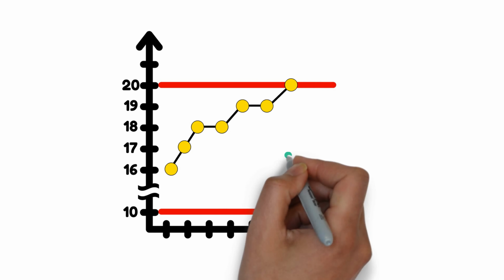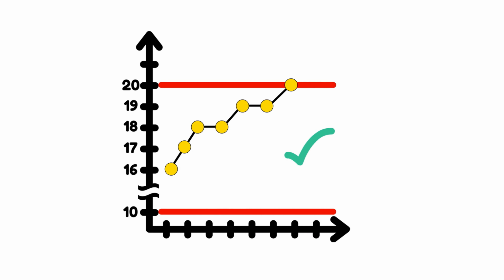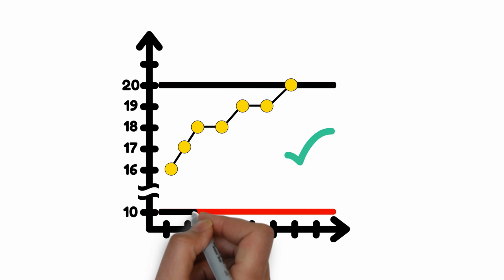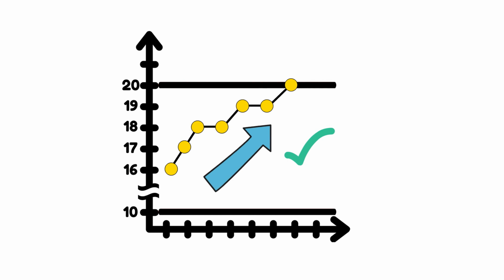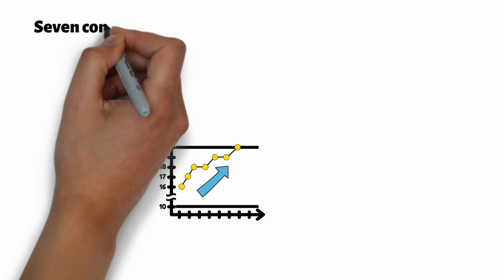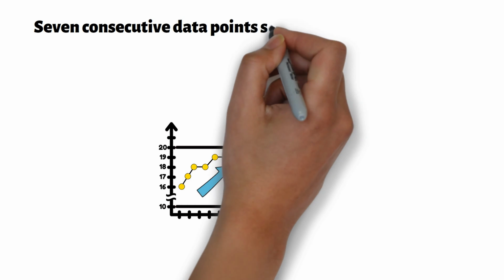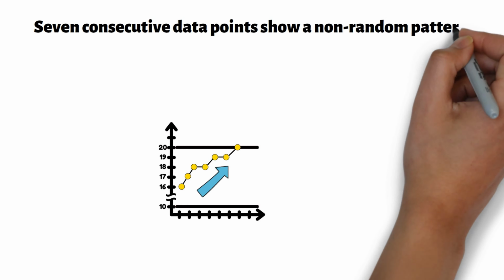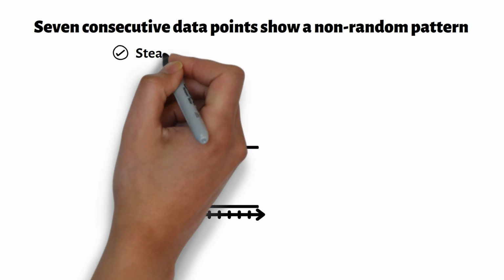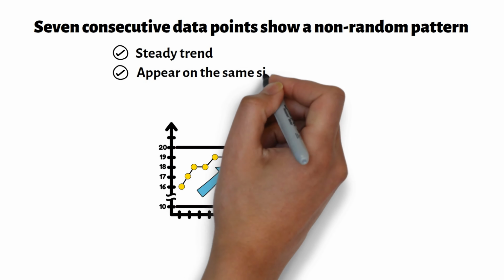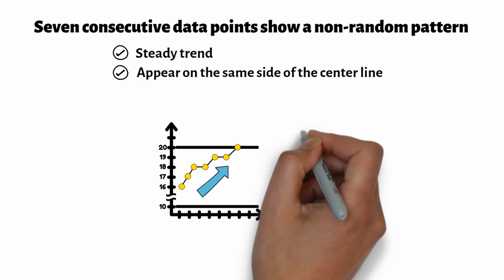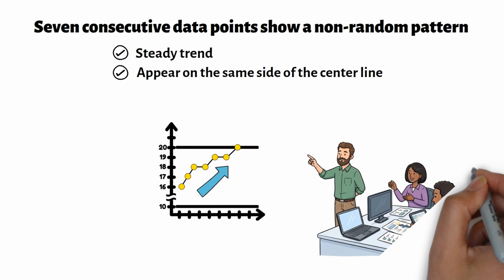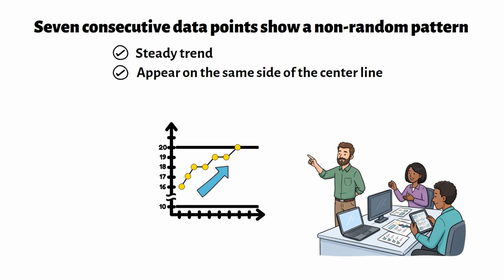At first glance, the process may look acceptable because nothing has crossed the upper or lower control limit, but the steady upward trend suggests something may be changing. This is where the rule of 7 becomes important. The rule of 7 means that if 7 consecutive data points show a non-random pattern, such as a steady trend or appearing on the same side of the center line, the process may no longer be stable. This signals that something may have changed and the project manager should investigate.